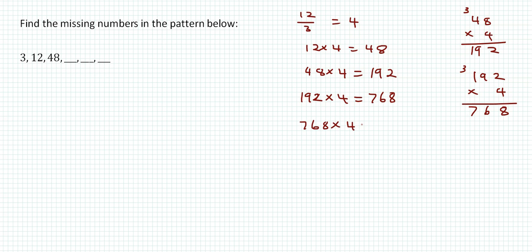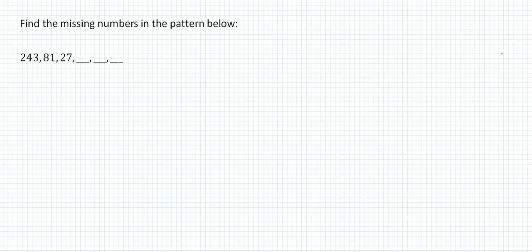768 multiplied by 4. So we multiply by 4 right here. 8 multiplied by 4 is 32. We have 2 here. We carry 3 up here. 6 multiplied by 4, 24 plus 3, 27. We have 7, we'll bring up a 2. 7 multiplied by 4, 28 plus 2, we have 30. So this is going to give us 3072. So after 48, we have 192, 768, and then we have 3072.